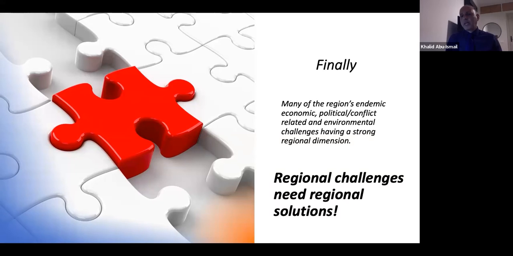A lot of the development challenges that I've alluded to, conflict and political instability, environmental challenges, all of them have a very strong regional dimension. And I haven't talked a lot about the regional part of the story or about the opportunities that present themselves with stronger regional collaboration. But in fact, they are enormous.